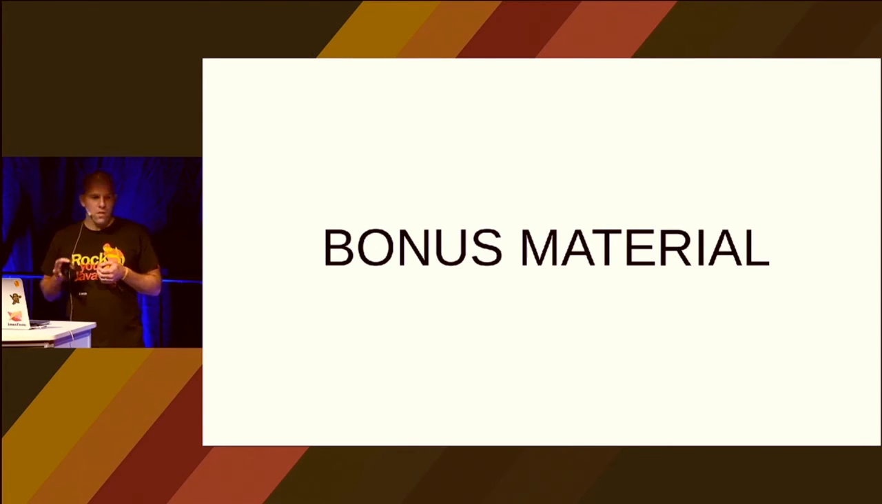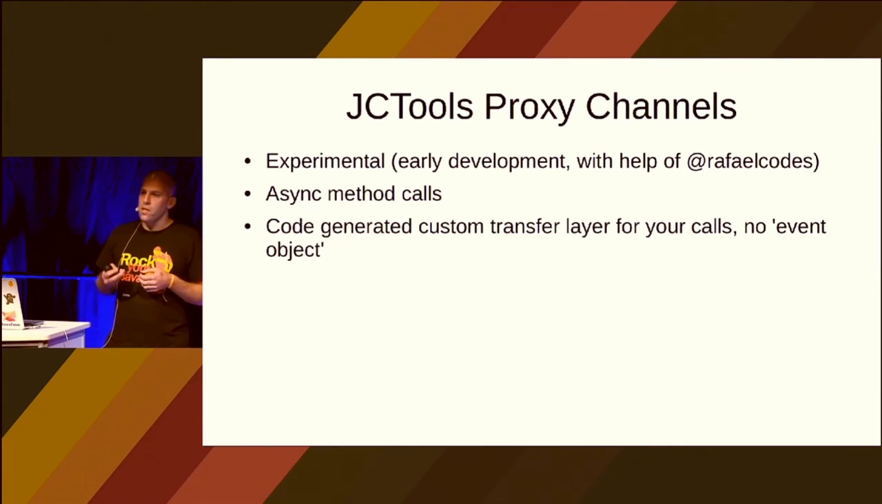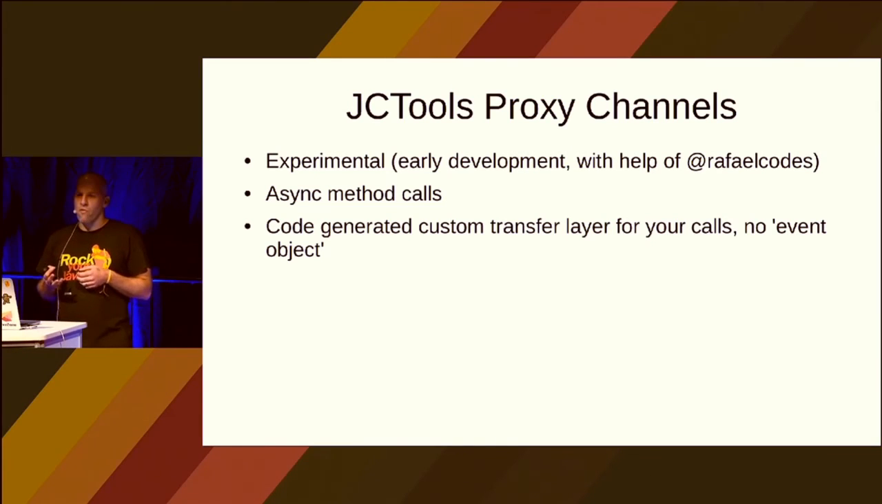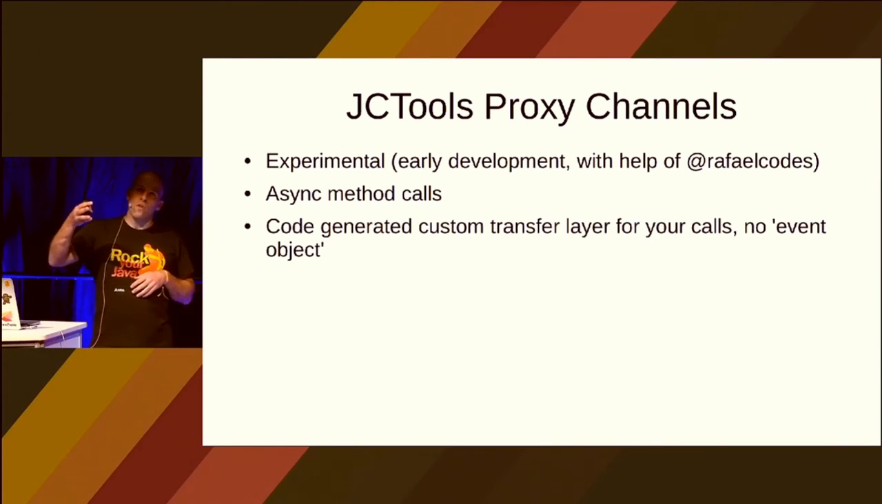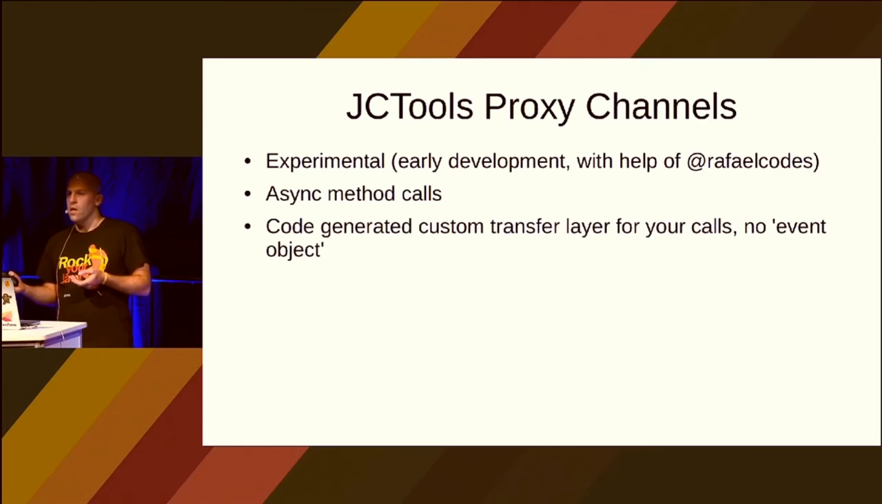Okay, now we're moving to something that is completely imaginary at this stage, so you can't use it because it's not fully implemented. But it's coming to JCTools at some point in the near future, when I have time for it. Proxy channels describe a common use case where you want to run your tasks elsewhere, and you have an interface between the process on one thread and the process that should be running in another thread.